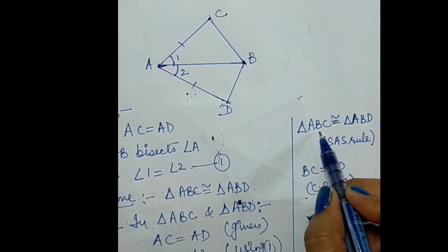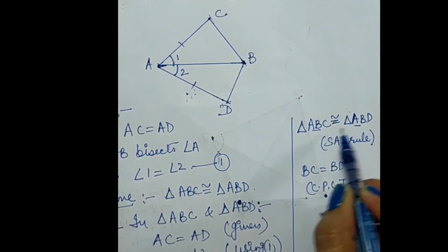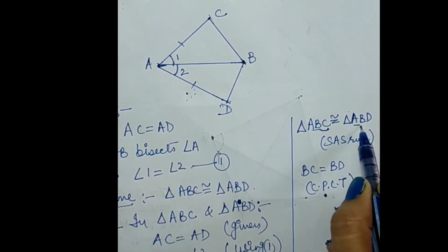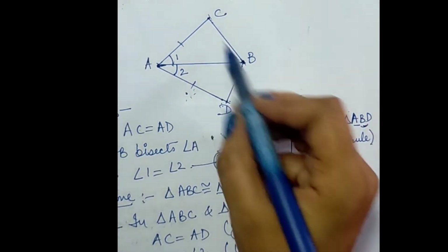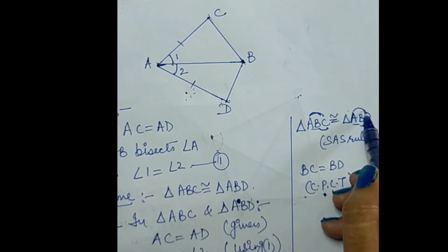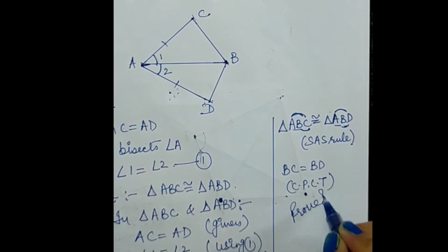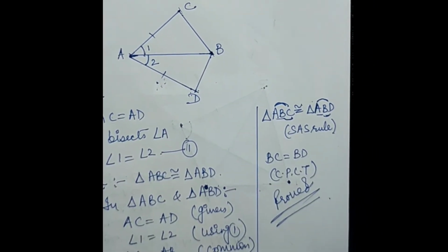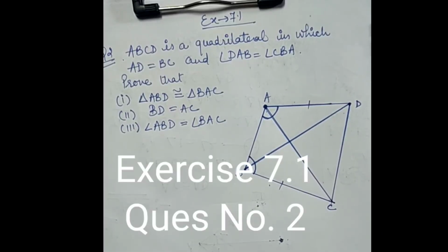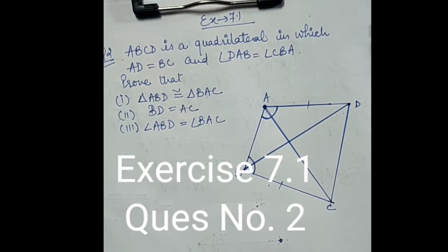Here also you can see AB is equal to AB, BC equals BD, and another one, AC is equal to AD. That means we can read this out from here also. And that's all about this question. Hence proved.